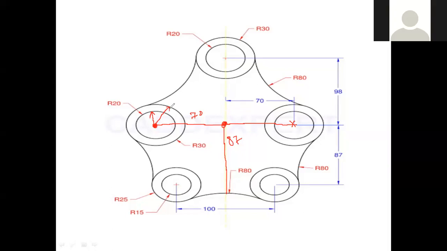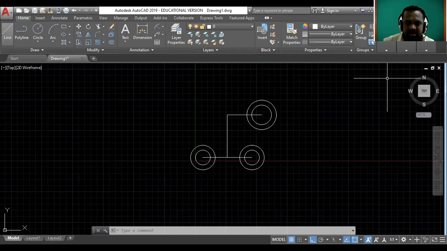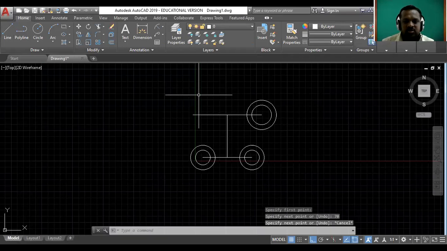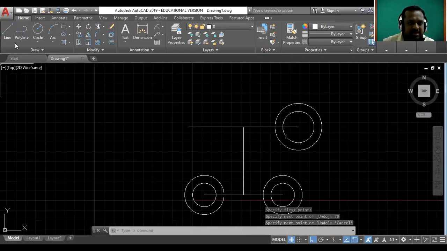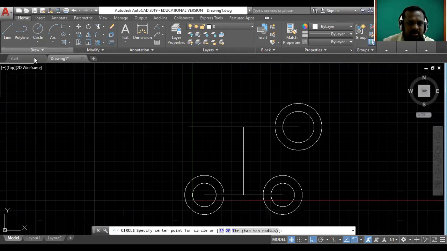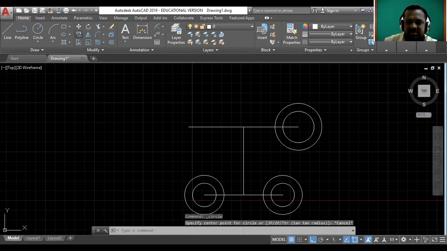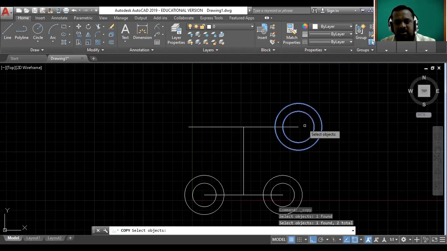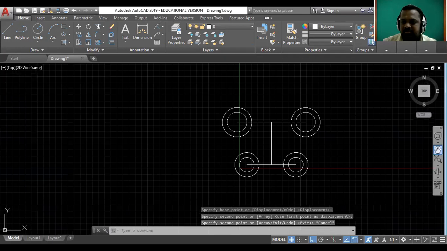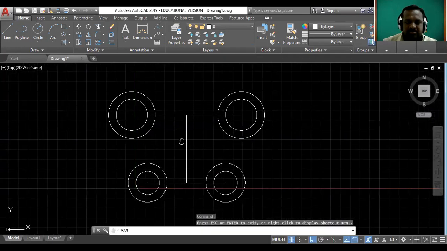Then just follow the similar process. Take the line command from this point. Draw the horizontal line of 70. And by considering this end point as a center point, we have to draw the two circles, or we can directly copy these two circles, because the dimensions are the same. Make the copy, enter, select the center point and take this center point. Okay, so understood? Yes, please.